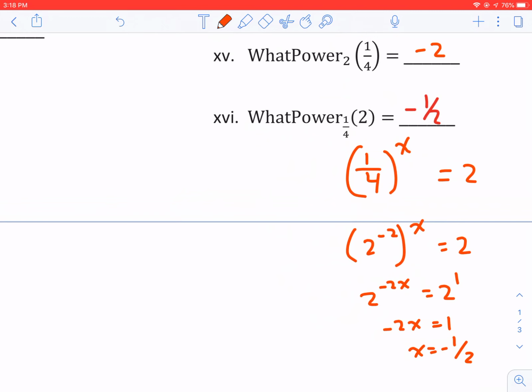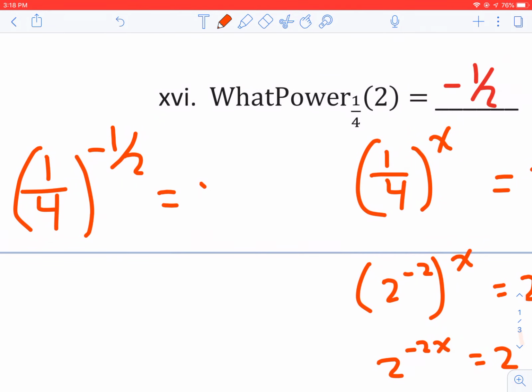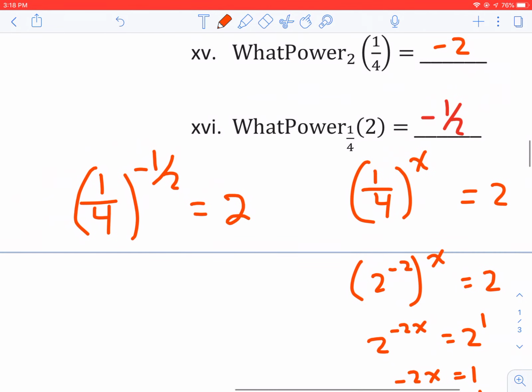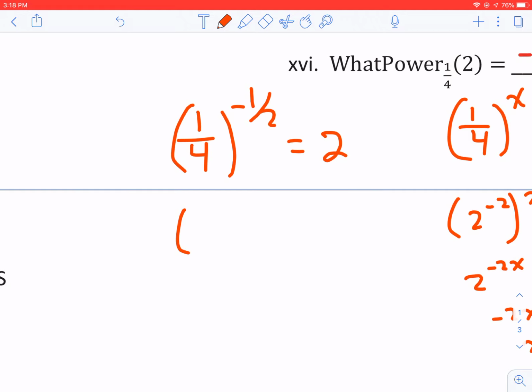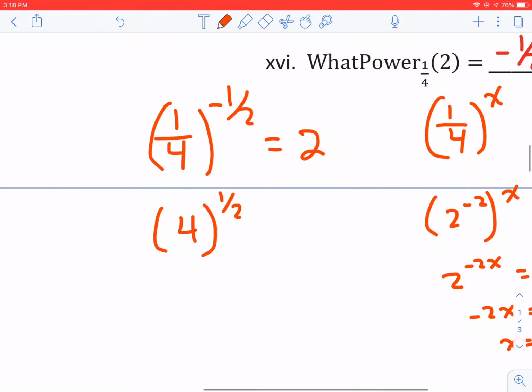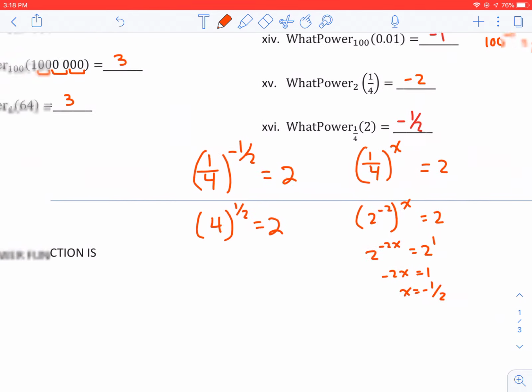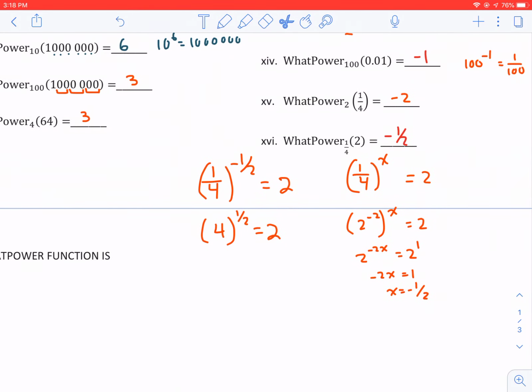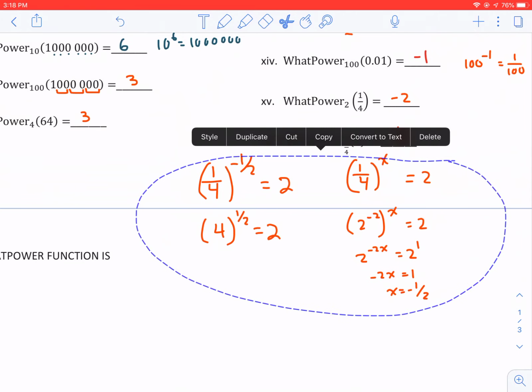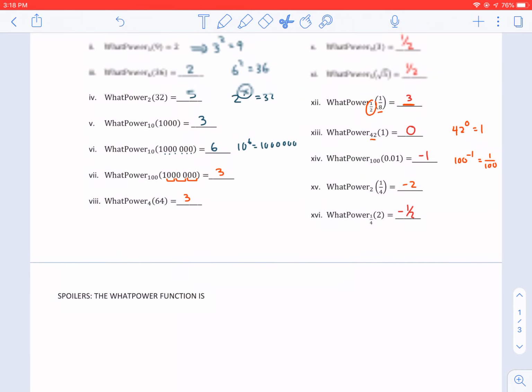So let's just check our answer. Is 1/4 to the -1/2 power, that's the what power we were looking for, does that equal 2? Negative exponents tell us to take the reciprocal and raise it to a positive exponent. And yes, the square root of 4 is 2. So there we go.